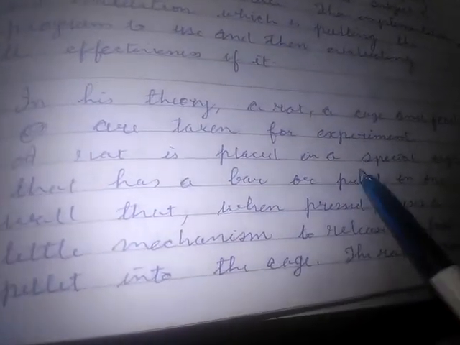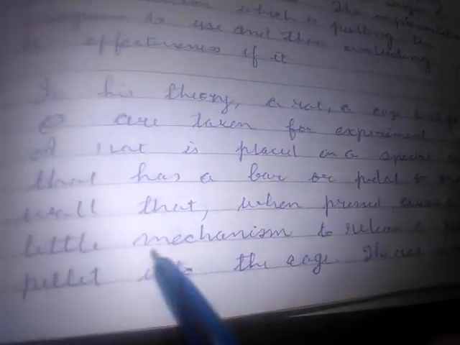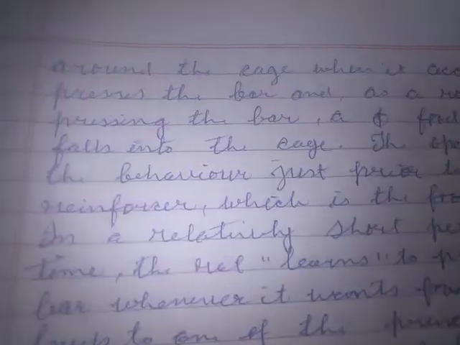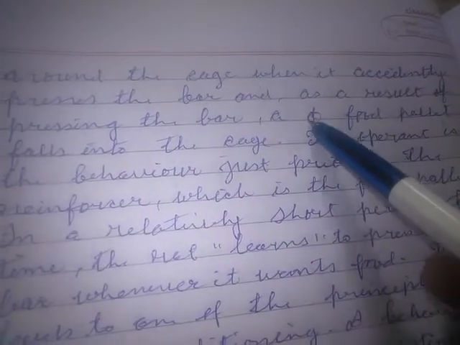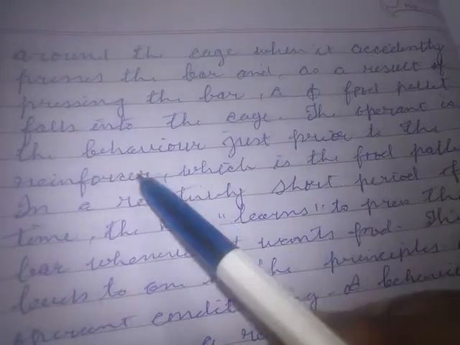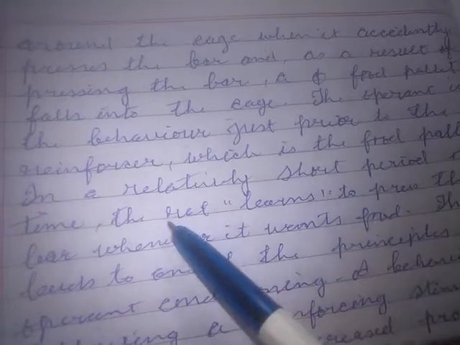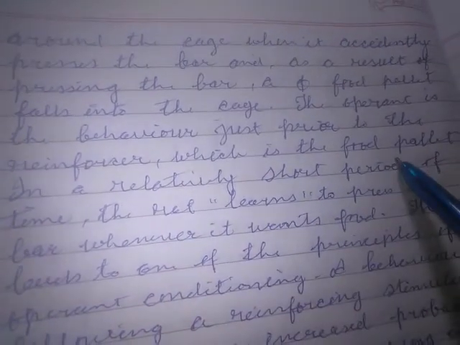In this theory, a rat, a cage and food are taken for the experiment. A rat is placed in a special cage that has a bar or pedal on one wall that, when pressed, causes a little mechanism to release a food pellet into the cage. The rat is moving around the cage when it accidentally presses the bar, and as a result of pressing the bar, a food pellet falls into the cage. The operant is the behavior just prior to the reinforcer, which is the food pellet.